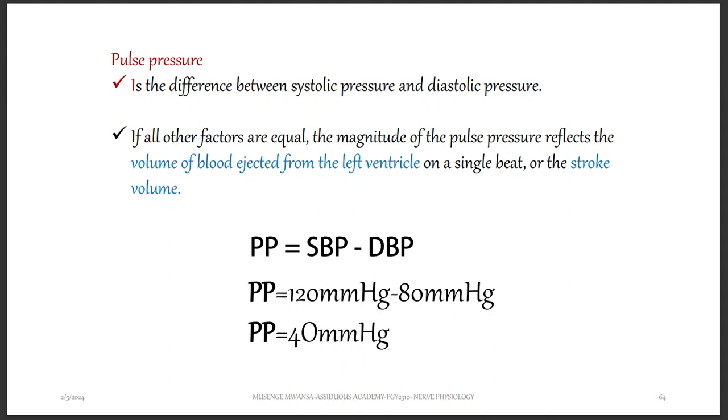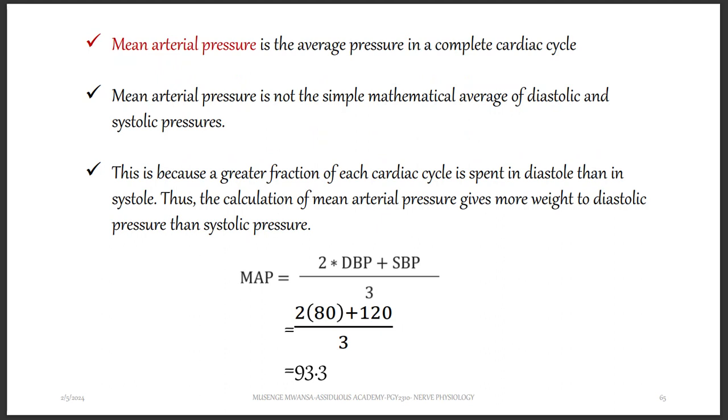So if you find the difference between these two, that will give you the pulse pressure. Pulse pressure is the difference between systolic pressure and diastolic pressure. If every other factor is held constant, the pulse pressure is going to be equal to the stroke volume. Stroke volume is the amount of blood ejected when the heart pumps, and the pulse pressure is given by systolic blood pressure minus diastolic blood pressure. I gave an example here and it gave us 40 millimeters of mercury.